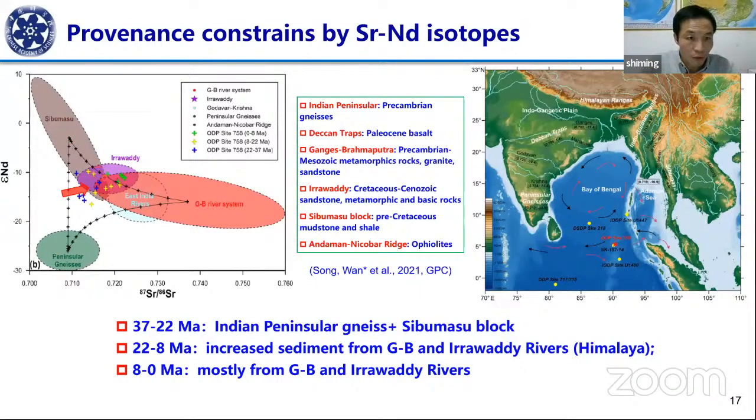And for the Miocene, from 22 million years to 8 million years, the yellow ones seem to show more addition of the Irrawaddy and the Ganges-Brahmaputra river system. This is from the Himalayan source rivers. And the green one is the youngest. Since around 8 million years, they mostly overlap with the Irrawaddy and the Ganges-Brahmaputra. So since that time, the Himalayan source rivers dominated the sediment provenance.